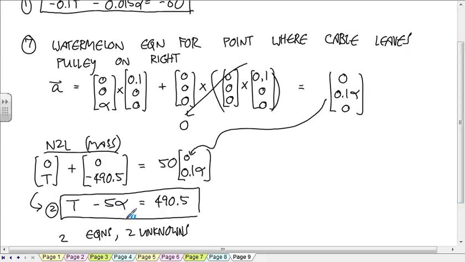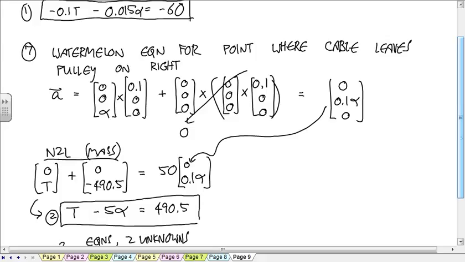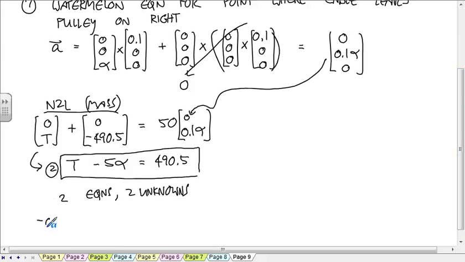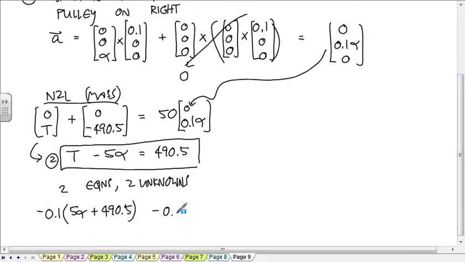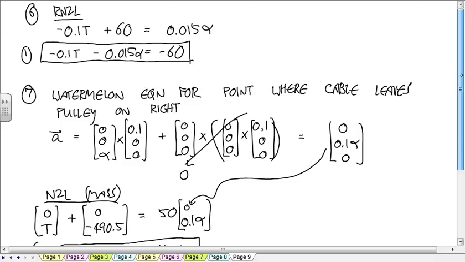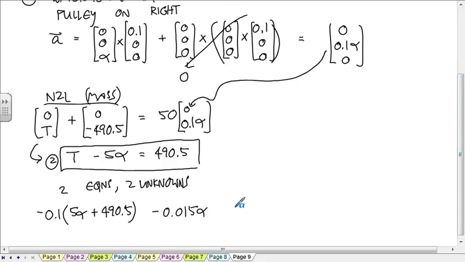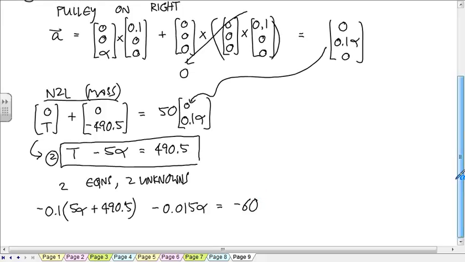So T is equal to 5 alpha plus 490.5. So negative 0.1 times (5 alpha plus 490.5) minus 0.015 alpha is equal to negative 60. So negative 0.515 alpha minus 49.05 is equal to negative 60. So can someone calculate alpha?